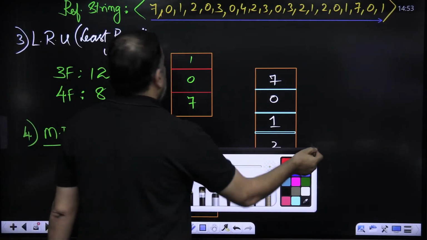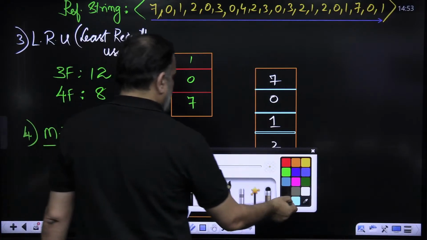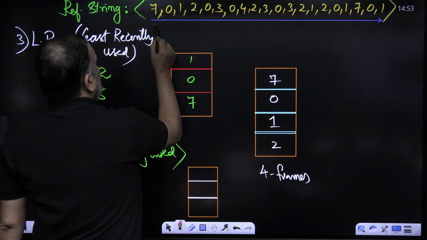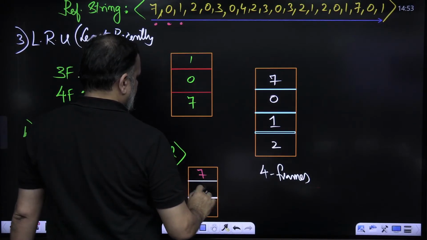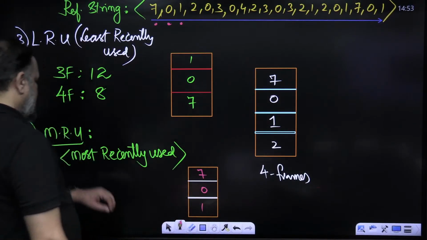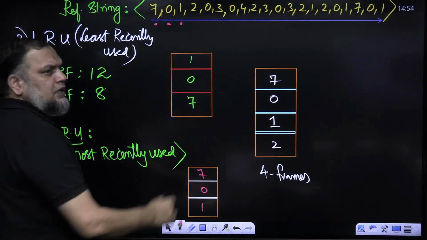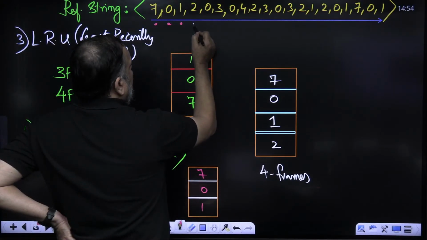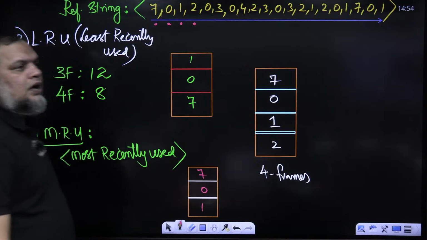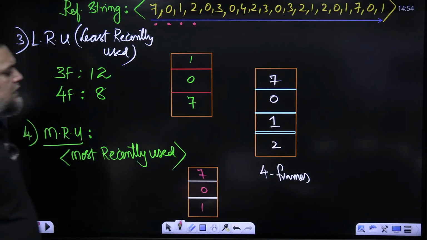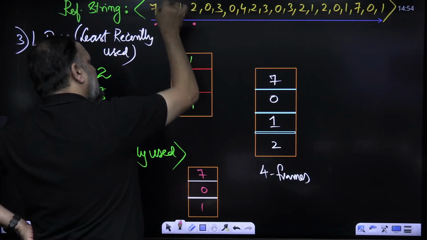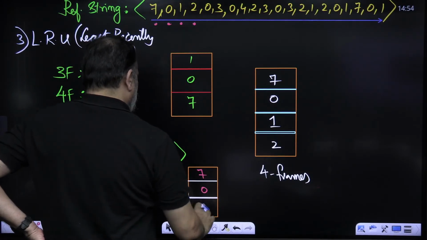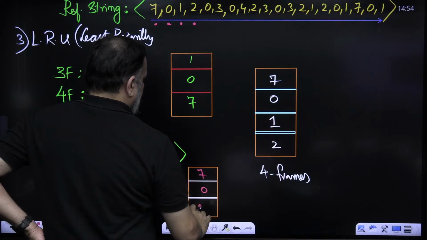तो चलिए स्टार्ट करते हैं. Initially 7, 0, 1: 3 page faults. Then after that 2 will cause a fault. So MRU से कौन victim होगा? When I apply MRU, who is going to be the victim? Just before 2 हमने कौन सा पेज रेफर किया? 1. So 1 is most recently used. So in place of 1, we are going to bring 2.